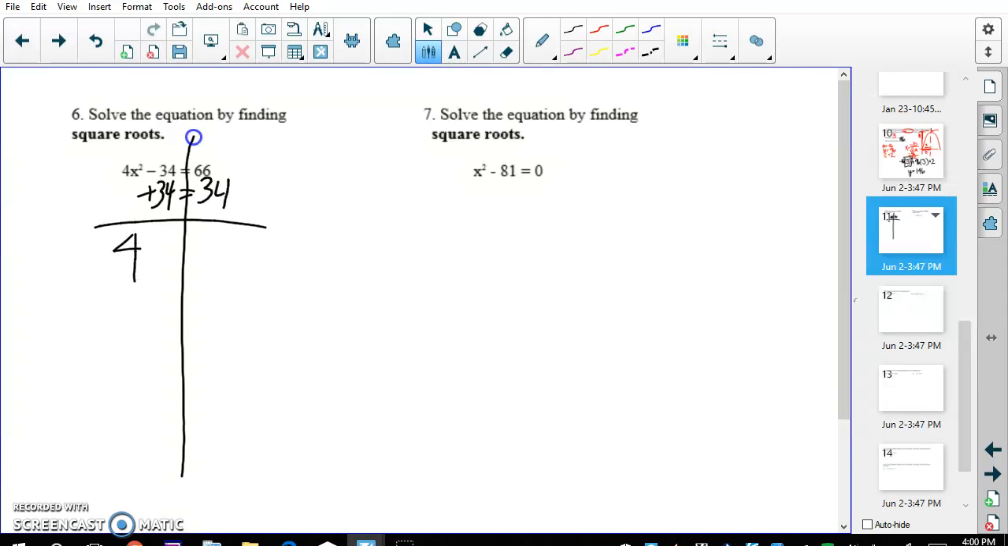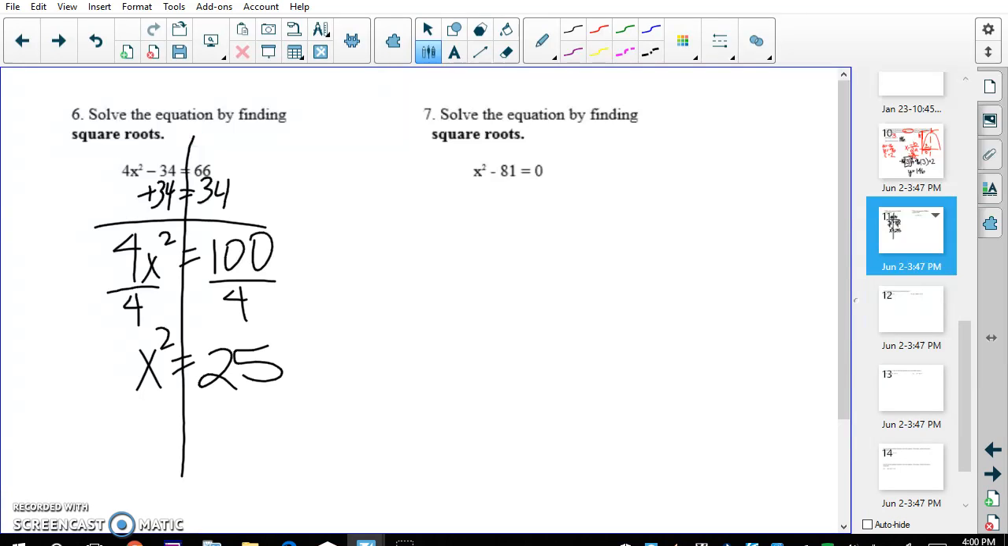so I get 4x squared equals 100. Then I keep going, divide by 4, so x squared equals 25. So a lot of people are like, 5! To which I say, yes! And what else squared gives you 25? Well, it could be x equals 5 or negative 5, because negative 5 times negative 5 also gives you 25.